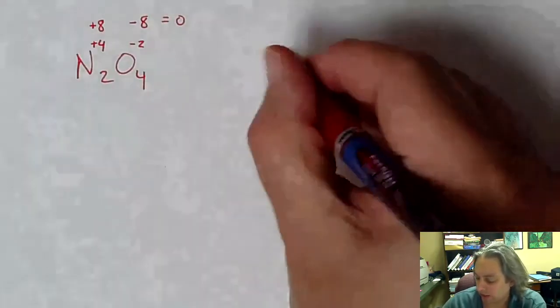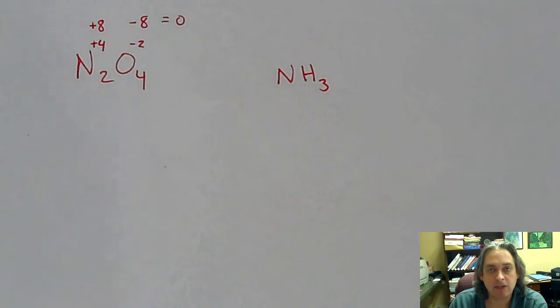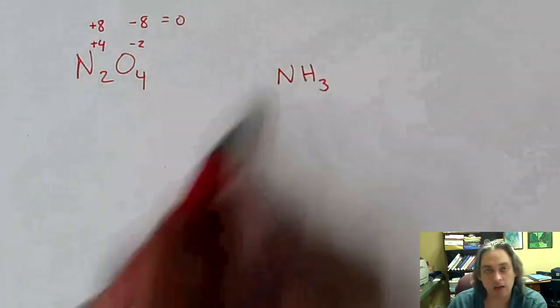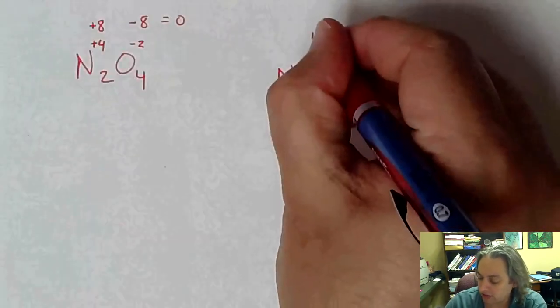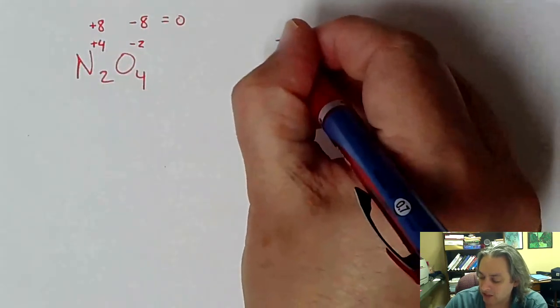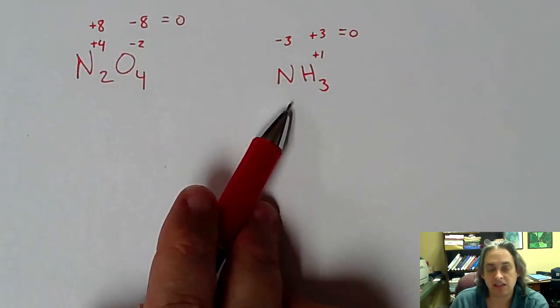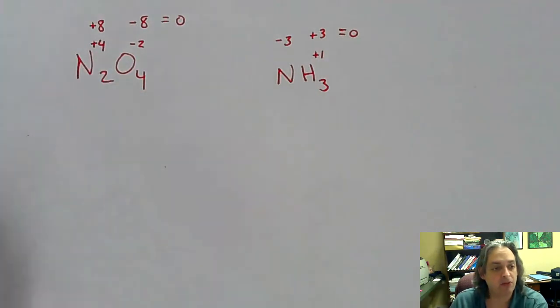Now what about ammonia? NH3. Again, the sum of the individual oxidation states has to equal 0. This is a neutral compound. Hydrogen has an oxidation state of +1. It's not bonded to a metal. So hydrogen's oxidation state will be a +1. We have 3 hydrogens. That gives us a total of +3. This has to equal 0. So that means the nitrogen has to be a -3. So in ammonia, the nitrogen has an oxidation state of -3. And in N2O4, the nitrogen has an oxidation state of +4.